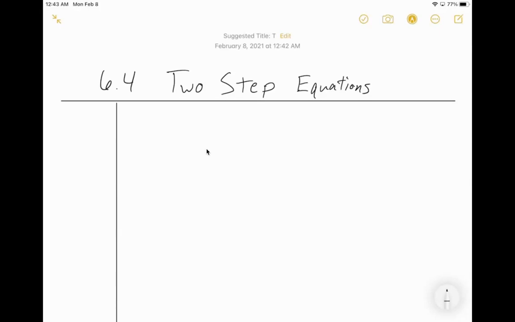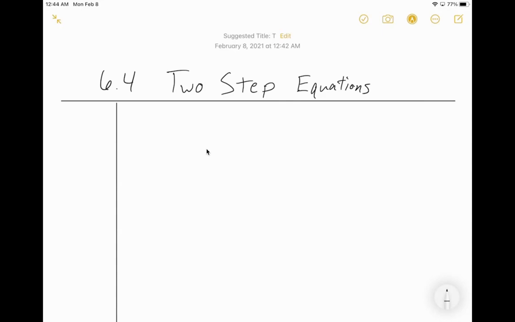Hi, class. Today we are going to be moving on to lesson 4 in chapter 6, solving two-step equations. Two-step equations. Just like the title suggests, it's going to take 2 steps in order to solve these. So it's a step up from what we were doing with the one-step equations.